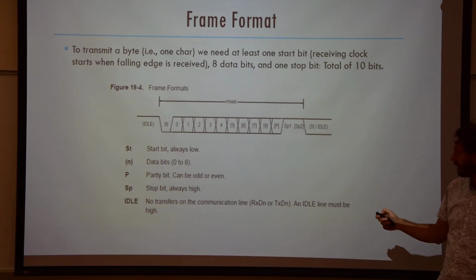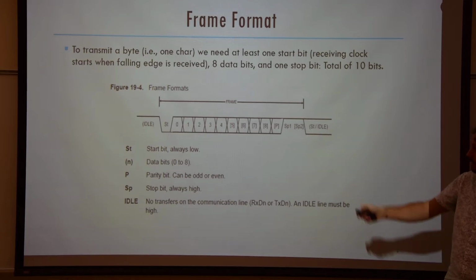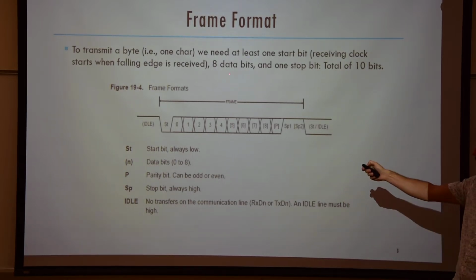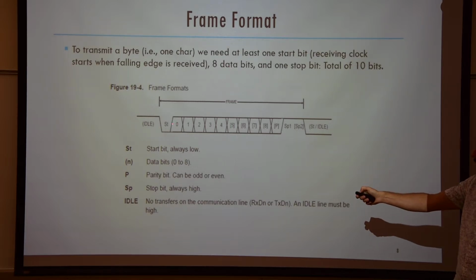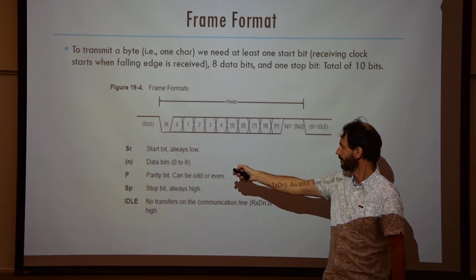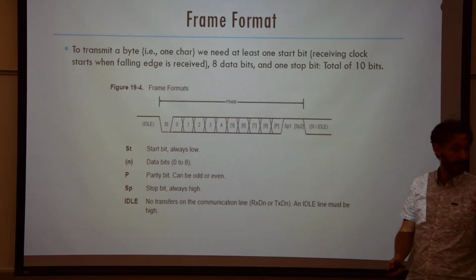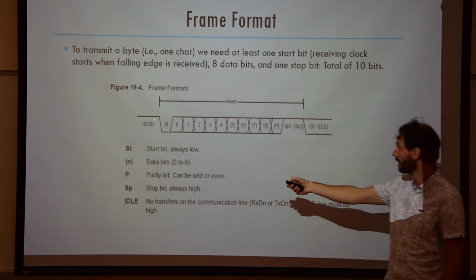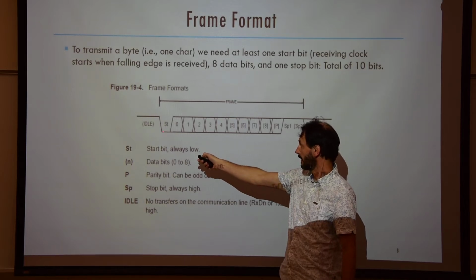Something about the frame format. Suppose I want to transmit a byte, that's 1 character, so it's 8 bits, so I need to transmit 8 data bits, but I want to start with a starting bit, which is simply a falling edge from high to low. And that is used for the receiving end to start its own clock, so that the clocks are synchronized. So it's just a matter of synchronization.